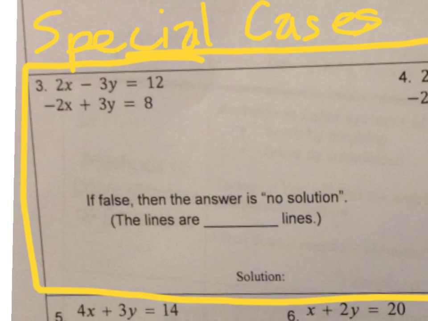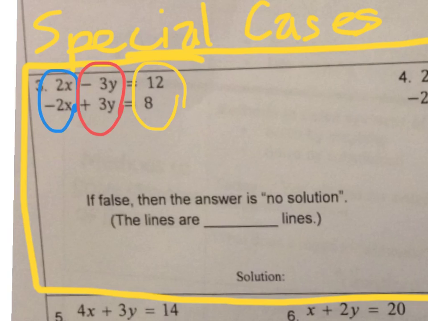Check to make sure that all the terms are lined up above each other. Our x terms are lined up above each other, our y terms are lined up above each other, and our constant terms are lined up. So that means we are set up to solve by elimination.